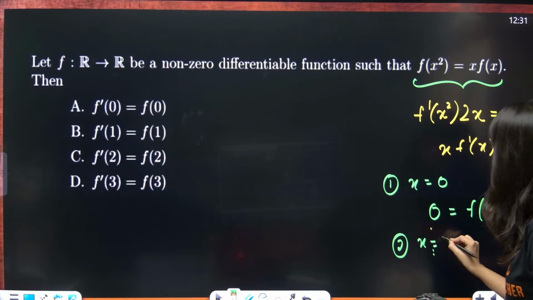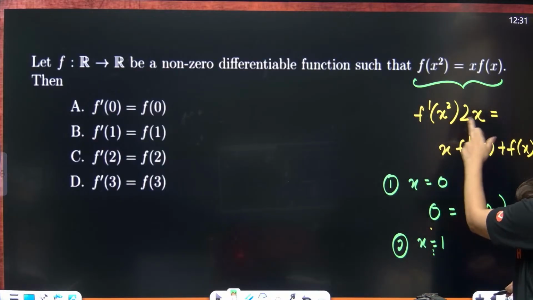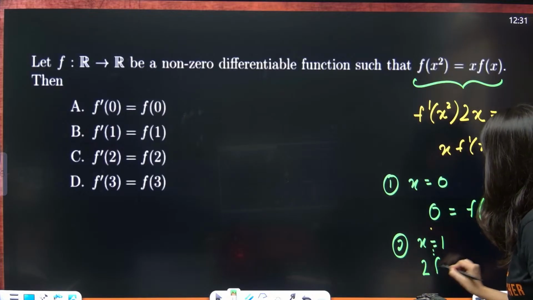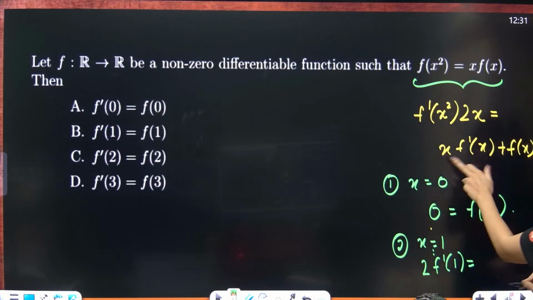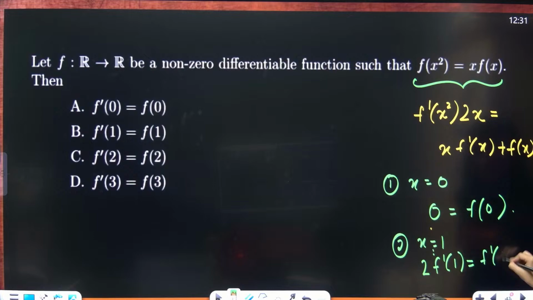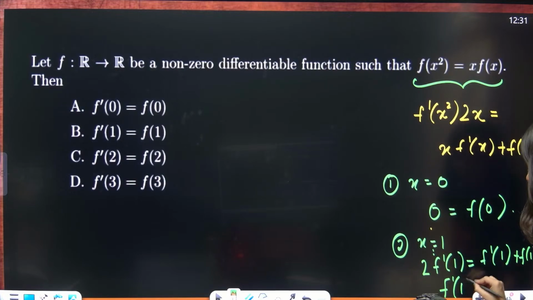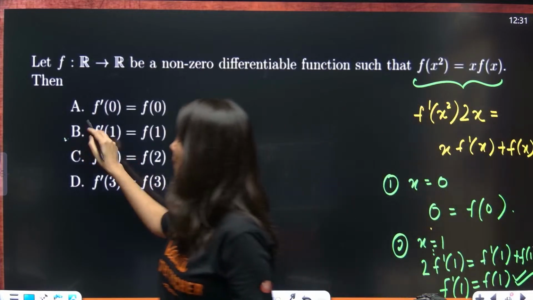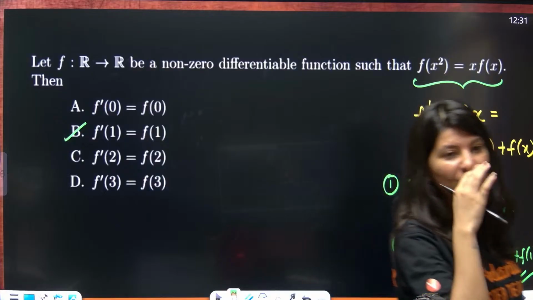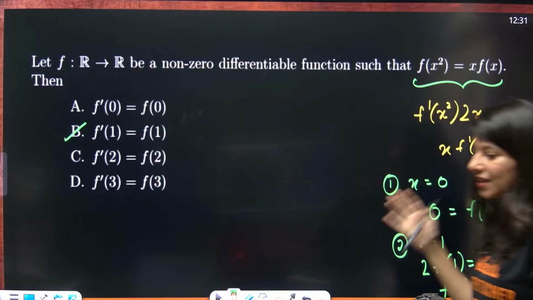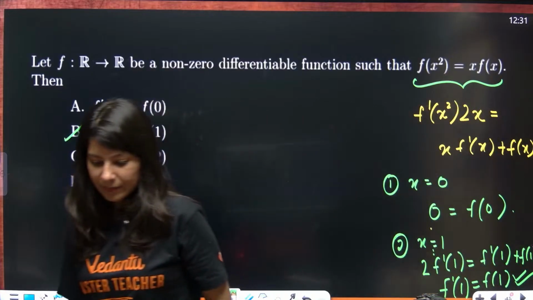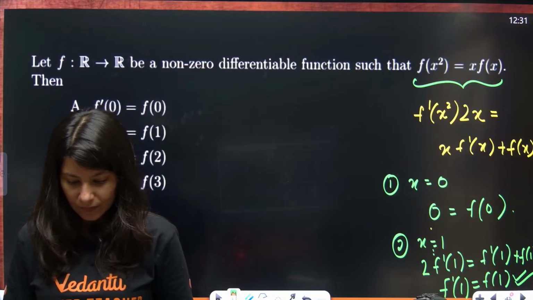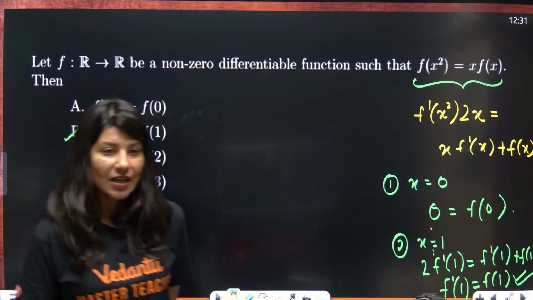Put x equal to 1 now. So f dash 1 into 2. So 2 f dash 1 is equal to 1 f dash 1 plus f of 1. If you notice this carefully, f dash 1 is coming out as f of 1. Very easy question. Just differentiate and start putting values 0, 1, 2, 3. Hit and trial. Okay, everybody.